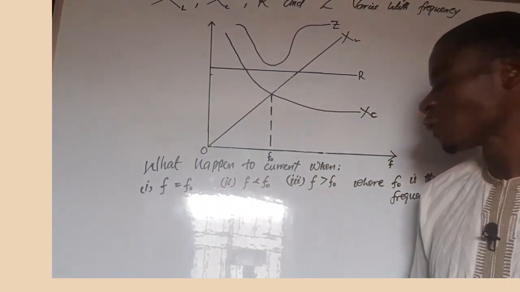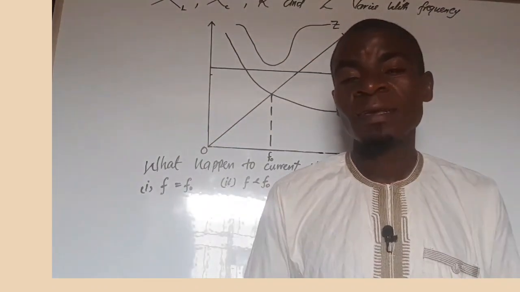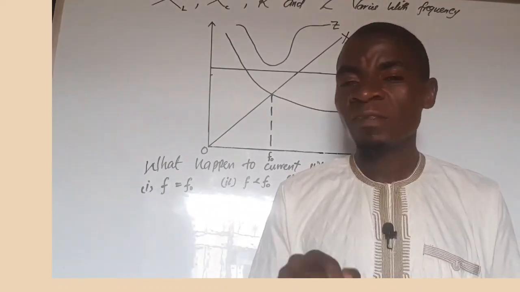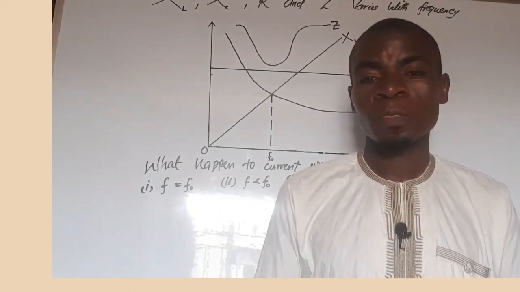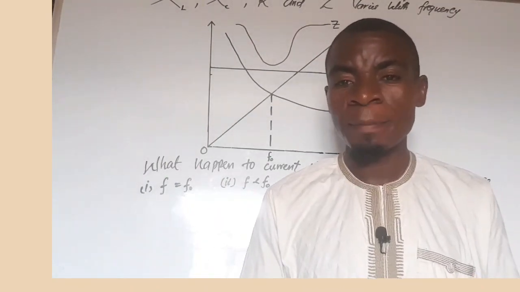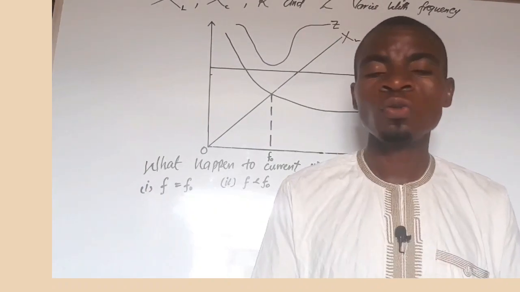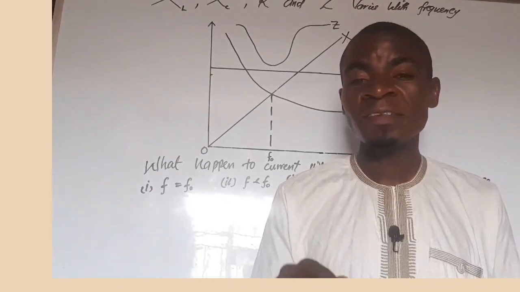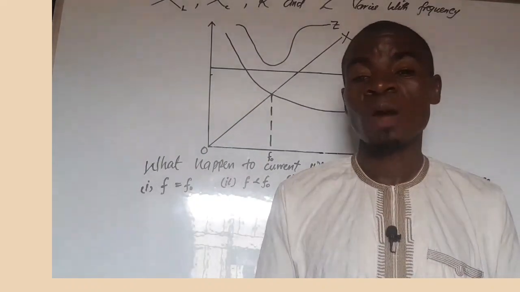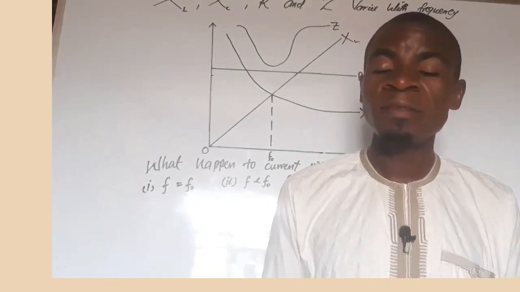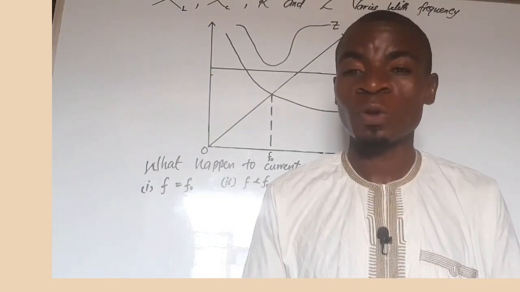They are asking us what is going to happen to the current when the frequency is equal to the resonance frequency. And again, what is going to happen when the frequency is less than the resonance frequency. And finally, what is going to happen to the current when the frequency is greater than the resonance frequency.